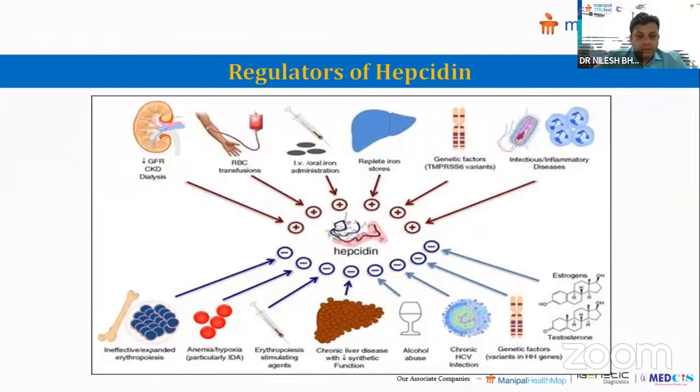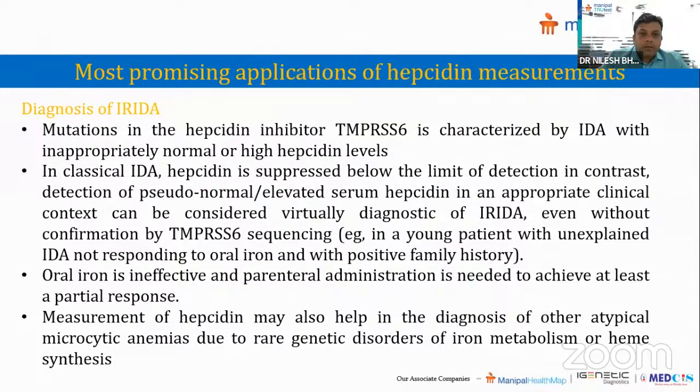Then which are the negative regulators of hepcidin? Whenever there is anemia, hypoxia, ineffective erythropoiesis, chronic alcoholism, or chronic HCV infection, in all these conditions the secretion of hepcidin is inhibited. This leads to increased absorption of iron from the enterocyte and release of iron from the macrophages. So these are the positive and negative key regulators of hepcidin.